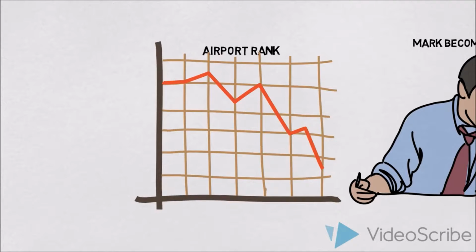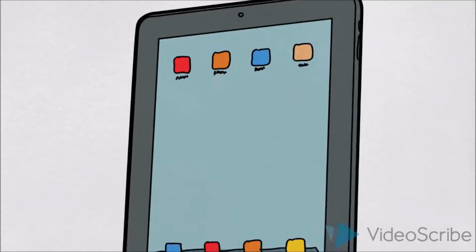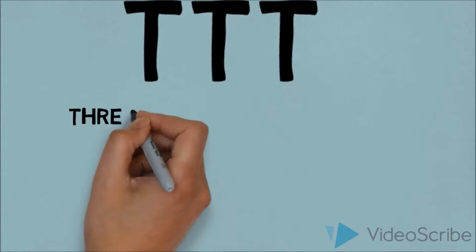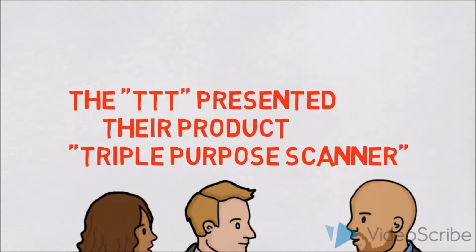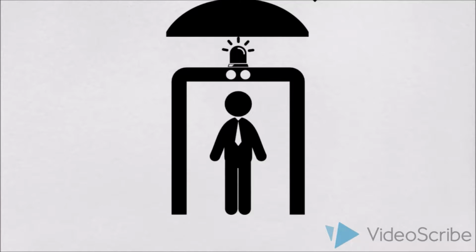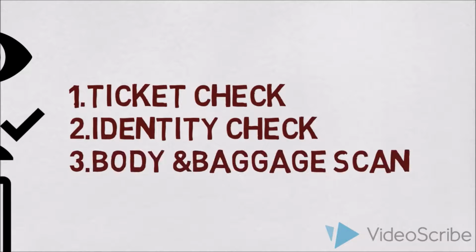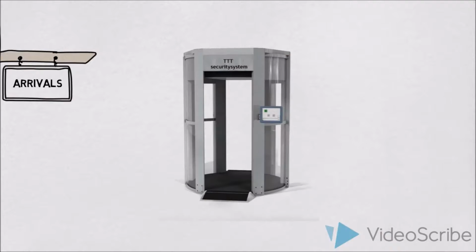So Mark became tense because the smuggling rate kept on increasing and the reputation of the airport went on decreasing. He then saw an advertisement of a TTT company, which is best in providing airport solutions. He goes to see them, and they advise him to buy their triple purpose scanner. It scans tickets, IDs, and the people. That system was employed at the airport.